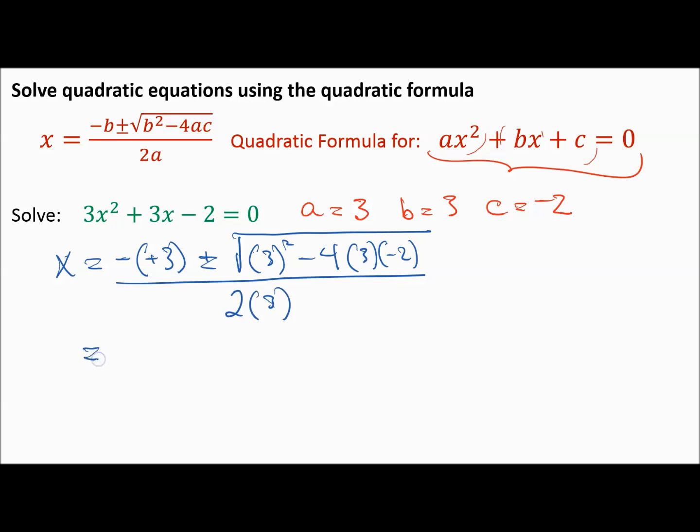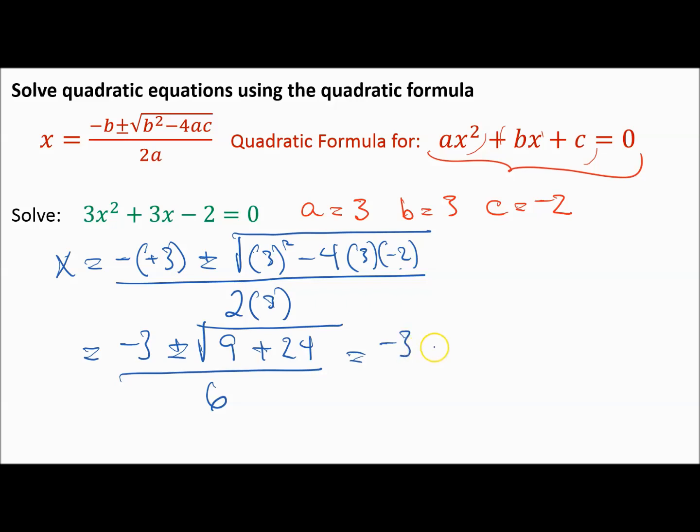Again, my apologies about this pen. It has some writing issues. I'm working on it. So the negative of a positive 3 is negative 3, plus or minus the square root of 3 squared is 9, minus 4 times 3 is 12, times negative 2 is going to be positive 24, and that's all divided by 2 times 3 is 6. So I continue to the right, simplifying. That's going to be negative 3 plus or minus the square root of 9 plus 24 is 33, all divided by 6.